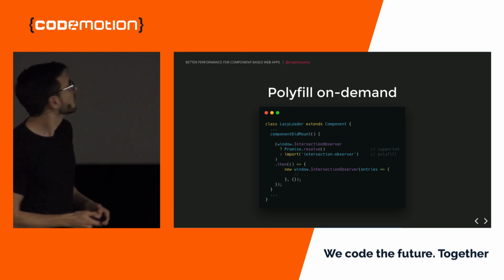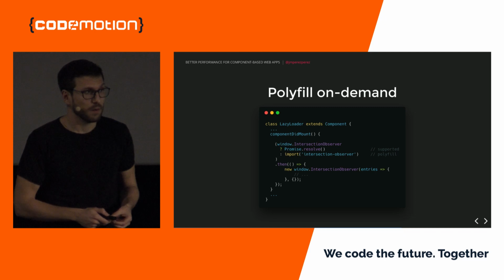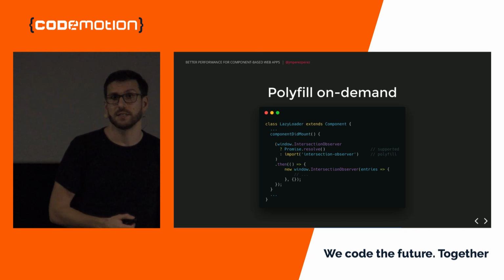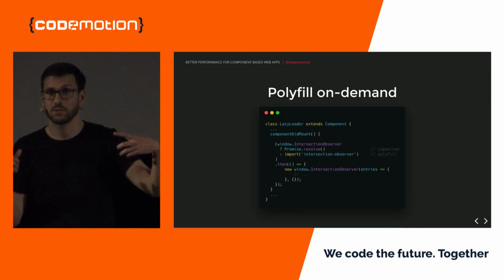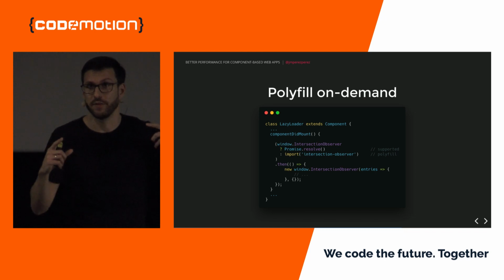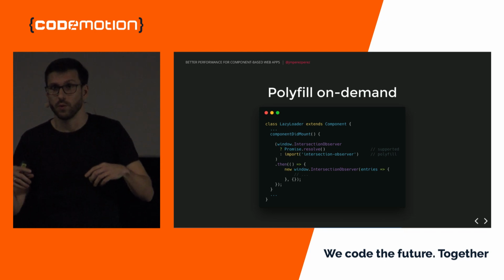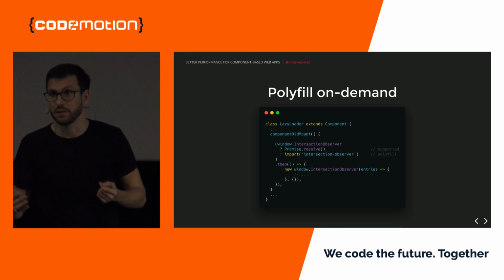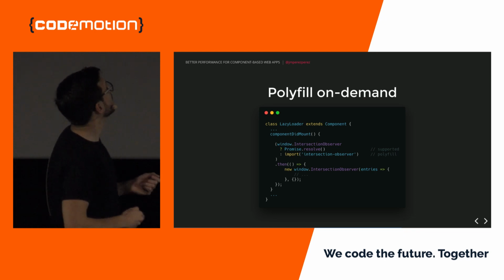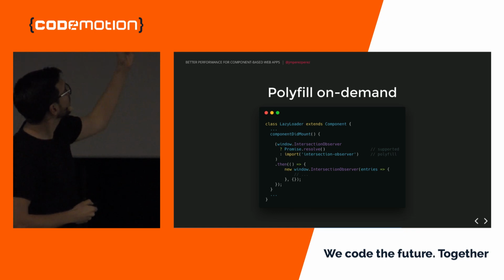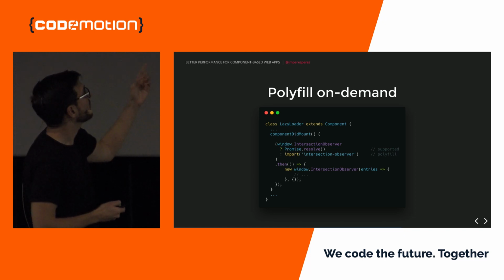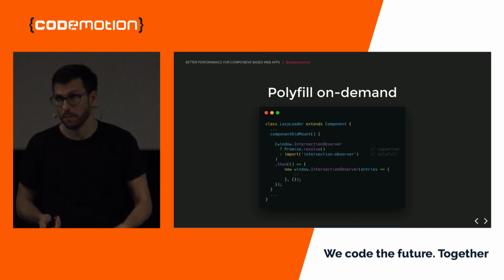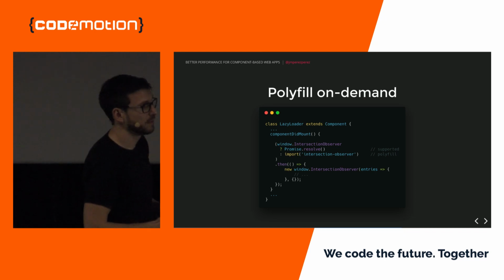So in this case, I'm going to be importing something called intersection observer. Intersection observer is a browser API that allows us to implement lazy loading in a very clean way. We can subscribe to elements, and we can say, when this element is within the viewport, let me know, because I'm going to do something, maybe requesting an image. So in this case, we can detect if intersection observer is defined, and if it's defined, then we resolve the promise. Otherwise, we are going to import a polyfill, right?